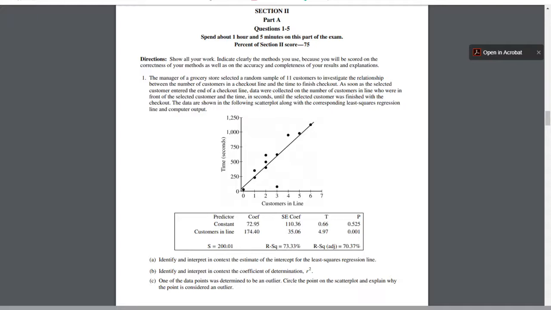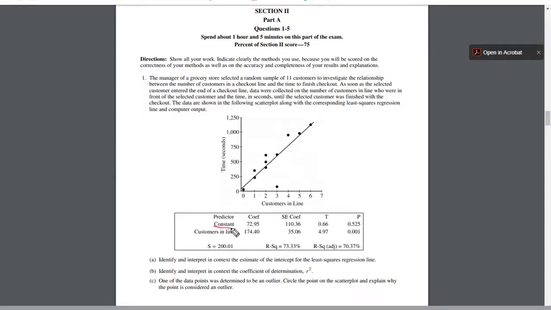customers in line who were in front of the selected customer and the time in seconds until the selected customer was finished with the checkout. The data are shown in the following scatter plot along with the corresponding least squares regression line and computer output. Part A, identify and interpret in context the estimate of the intercept of the least squares regression line.